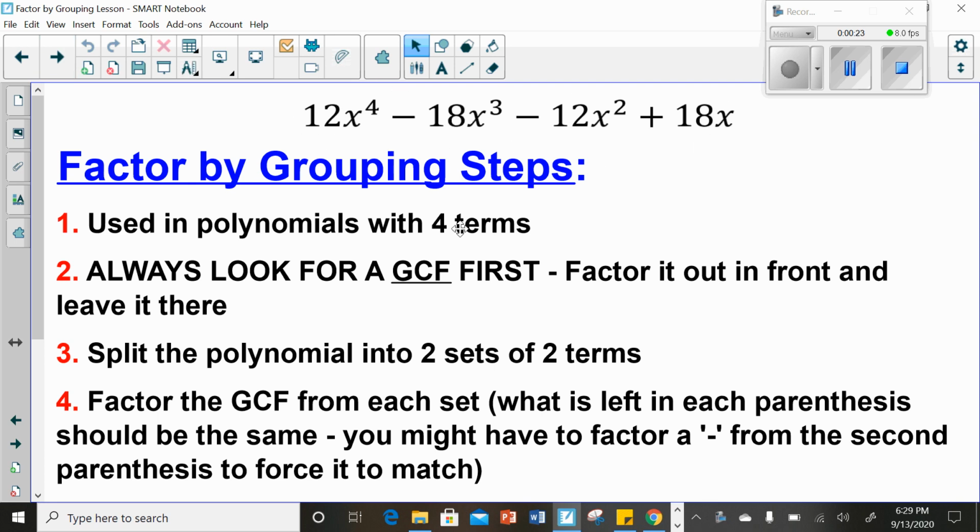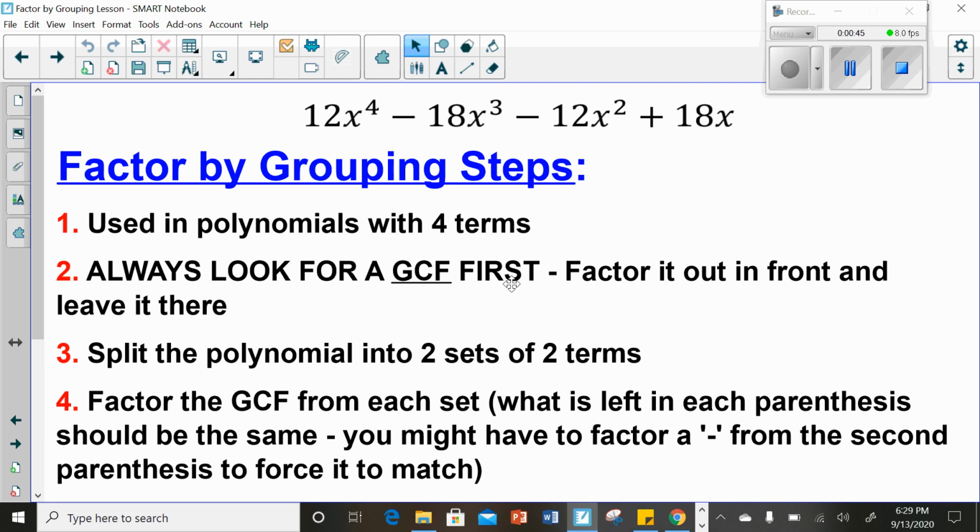Now factor by grouping is used with just 4 terms, not 5 terms, not 3 terms. So we only use factor by grouping when we have 4 terms. And it doesn't always work with all types of polynomials that have 4 terms. But for your homework, they should all work out the way they're supposed to. So what we're going to do is always look for a GCF first.